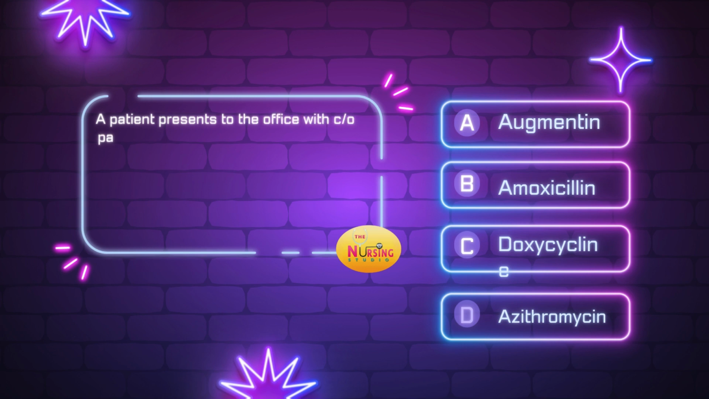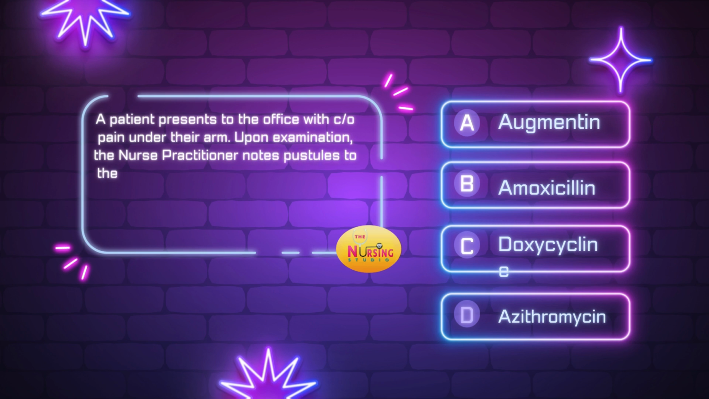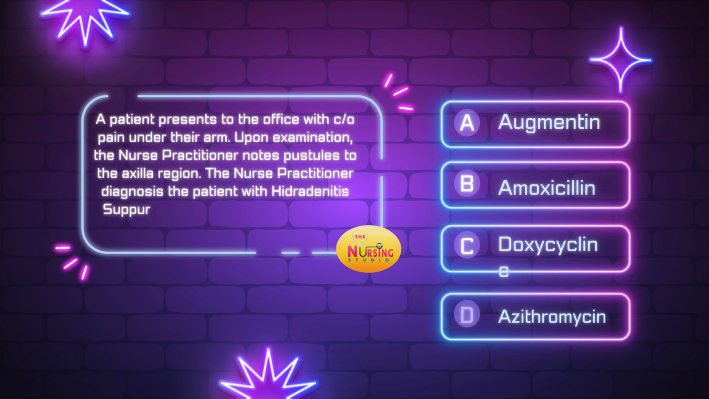Number one states, a patient presents to the office with complaints of pain under their arm. Upon examination, the nurse practitioner notes pustules to the axilla region. The nurse practitioner diagnoses the patient with hidradenitis suppurativa. The patient notes a penicillin allergy. Based on this diagnosis, how should the nurse practitioner treat? Is it A, augmentin, B, amoxicillin, C, doxycycline, or D, azithromycin? Take a moment and tell me what you have in the comments.